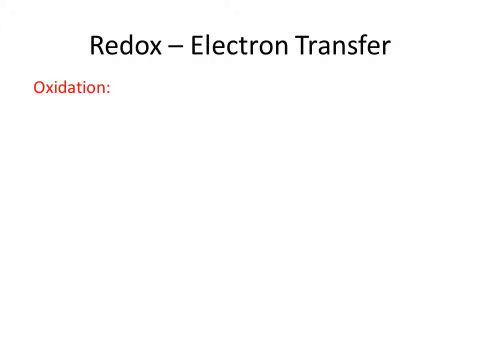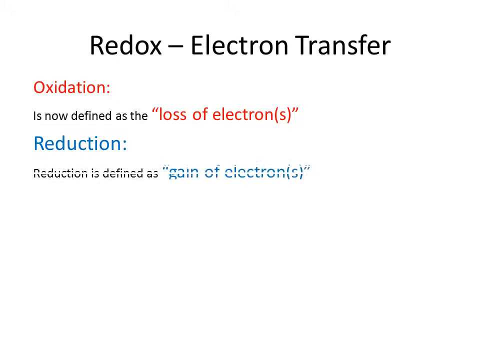So now we have a slightly broader definition for redox. Redox is an electron transfer which has two parts to it. The oxidation is defined as being the loss of electrons, so a substance has to lose 1, 2 or maybe even 3 electrons, and at the same time something has to gain those electrons, and that's the reduction process, where electrons are actually transferred from one substance to another.